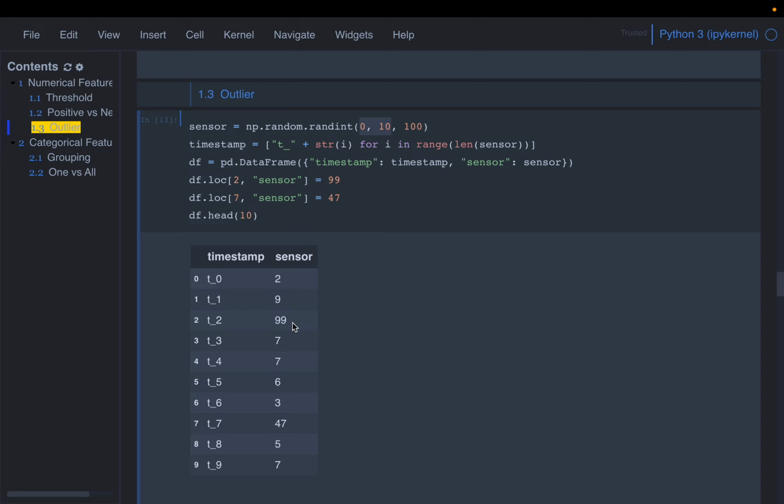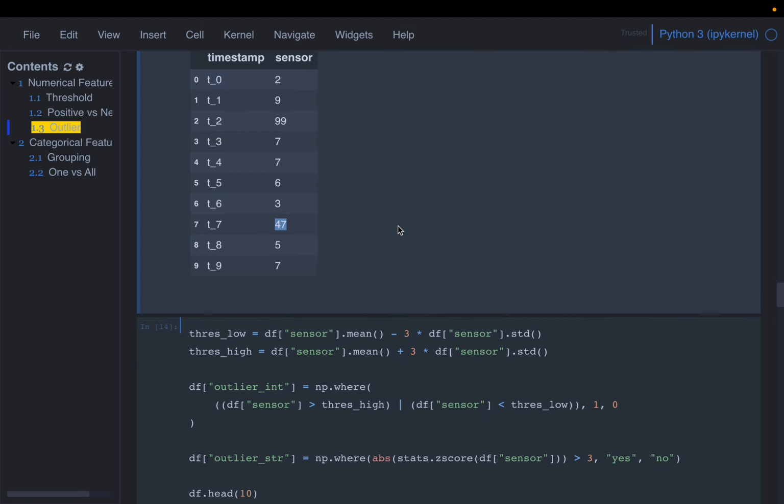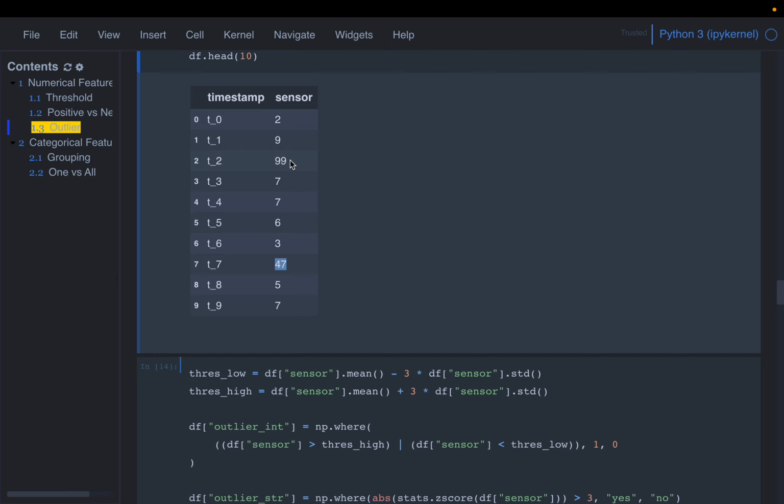For example, here we have an outlier which is way above the normal range of 0 to 10. We have another outlier which is 47. So when we are building a model, these outliers may have genuine reasons. Again, if we take this as sensor data, it might be incorrect data, or the data might be correct but the machine is not working properly. That's why the sensor values are very high, or it may be indicating that the machine is about to fail, etc.